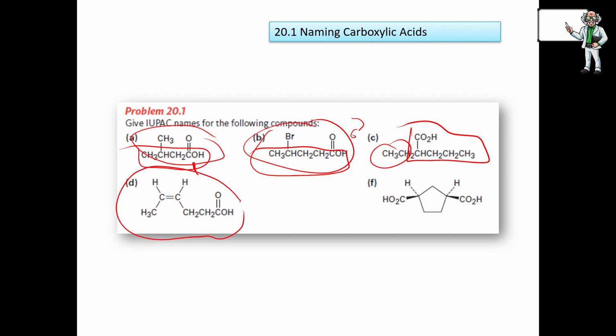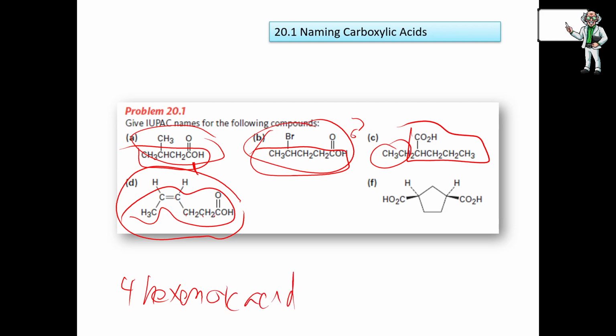Here again, the main chain will be this: 1, 2, 3, 4, 5, 6, a hexanoic acid, but we have a double bond in position 1, 2, 3, 4. It will be a 4-hexanoic acid, where the "en" is coming from the double bond. What more? I have to check the stereoselectivity. That means that this double bond will be a Z. Z for hexanoic acid, or cis for hexanoic acid.